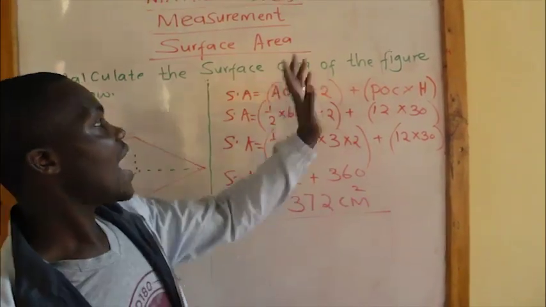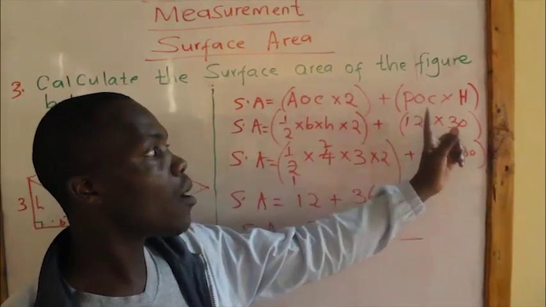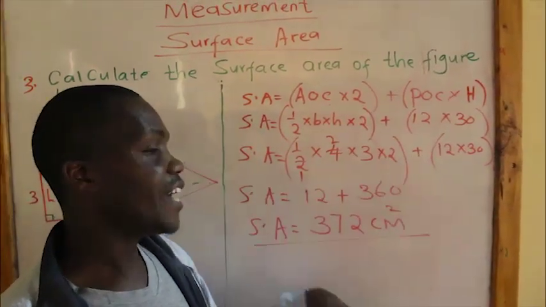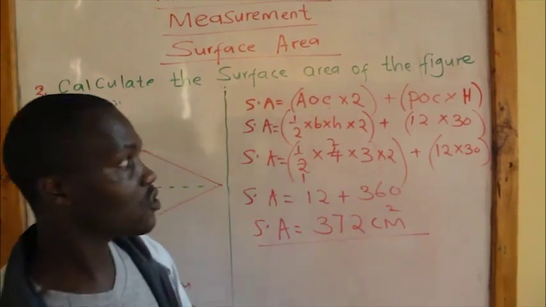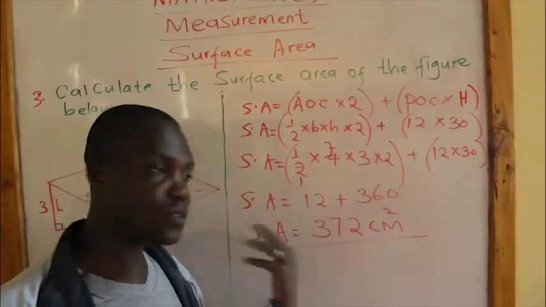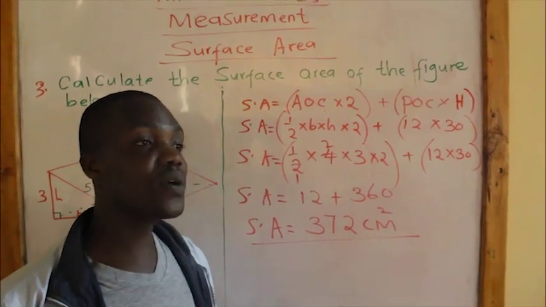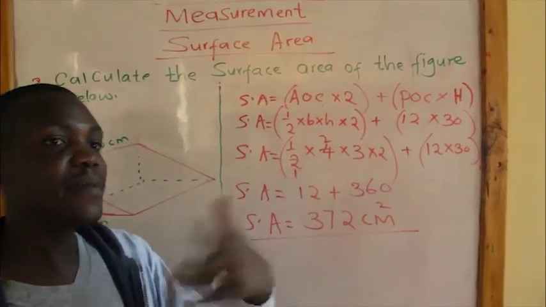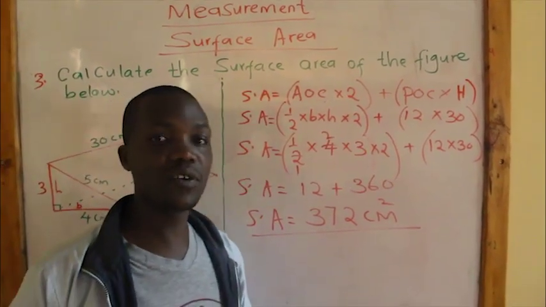So, arc times 2 into bracket plus POC times height. I know with this one, you can look for many questions related to what we have done today in order to do a lot of practice as we continue doing the surface area of the many figures that are tested in national exams.